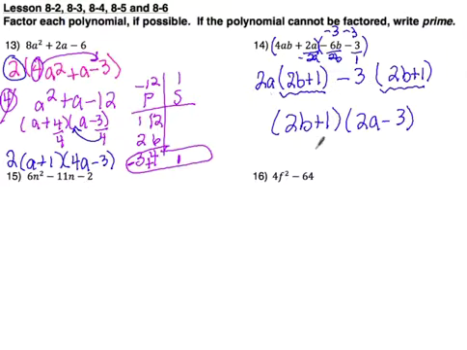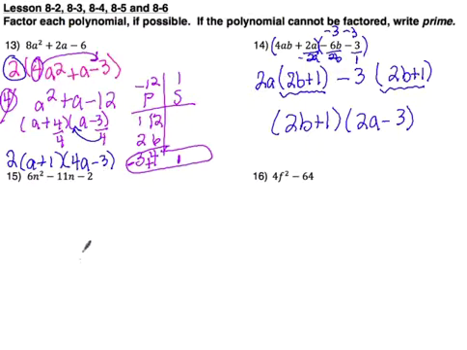What's left? And just to double check, 2b times 2a gives me 4ab. 2a times 1 gives me 2a. 2b times negative 3 gives me negative 6b. And 1 times negative 3 gives me negative 3. So I get out all those terms. So that is it by factoring by grouping.